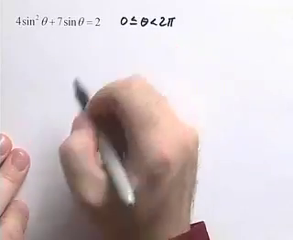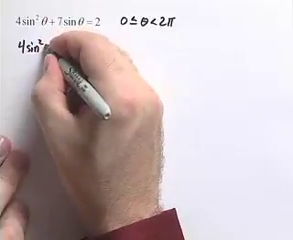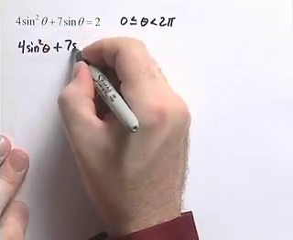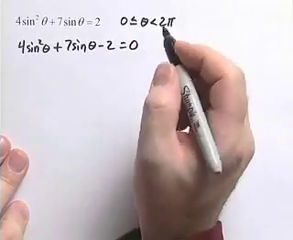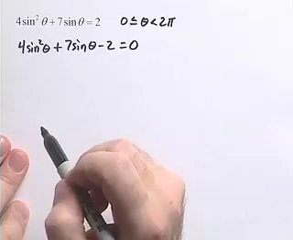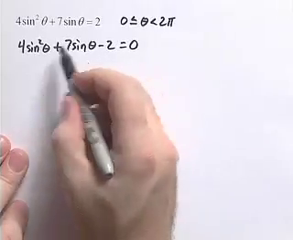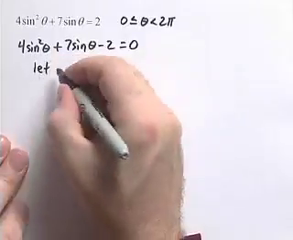First thing we'd like to do is subtract 2 from both sides. So we'll have 4 sine squared theta plus 7 sine theta minus 2 is equal to 0. Now this is not a quadratic equation, but it is quadratic in form. So we have sine and we have a sine squared. If we use a substitution, we can see the quadratic form.